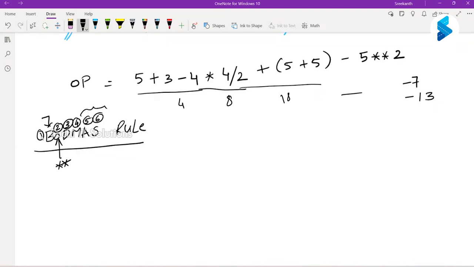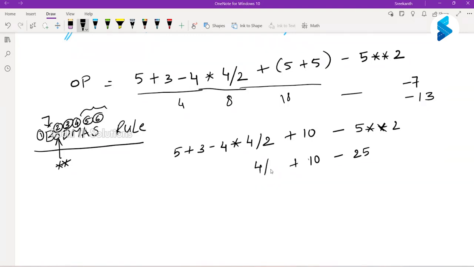Now apply the same thing and tell me. The first is the one in the brackets. So if I simplify that, plus 10 minus 5 star star 2. So we are done with the first. The one in the brackets is completed. The second one is order. So 5 power 2 is how much? 25. Right.